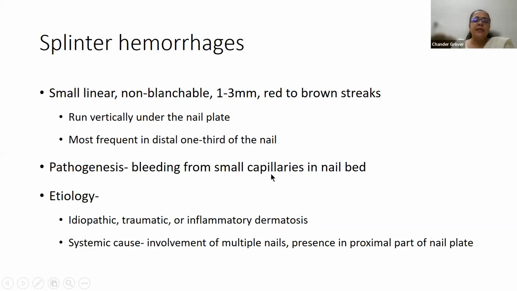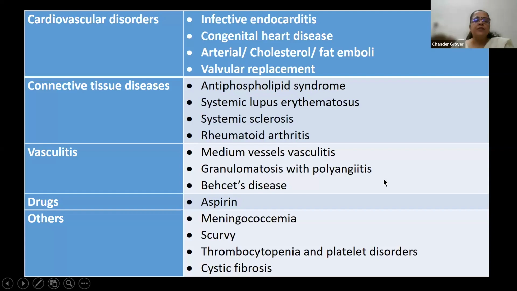Pathogenesis: it's because of bleeding from the small capillaries in the nail bed, and the nail bed, we discussed, itself has longitudinal ridges. So when bleeding occurs, it is going to arrange longitudinally. Multiple etiological factors are associated here also. We all know psoriasis, but there are multiple systemic things that you have to look for if you're getting splinter hemorrhages in multiple nails.